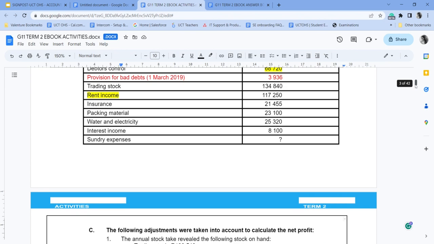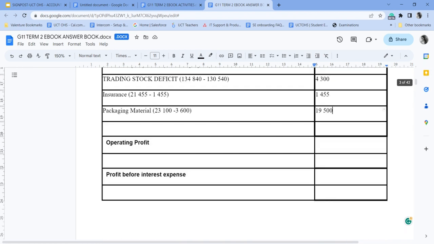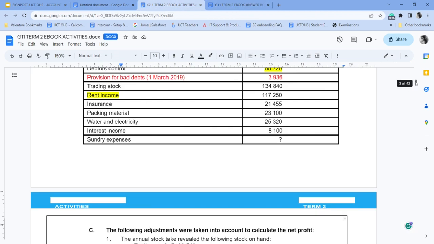Water and electricity. Okay, it's 25,320. Okay, let me put it: water and electricity, 25,320. Okay, we don't know if there's additional information. So now let's look at additional information.